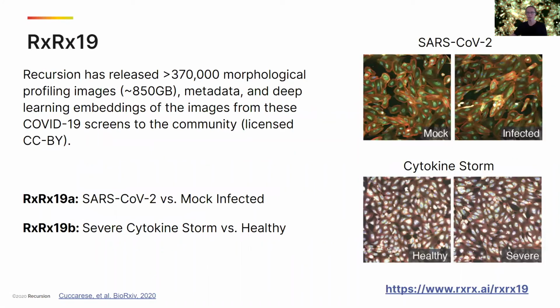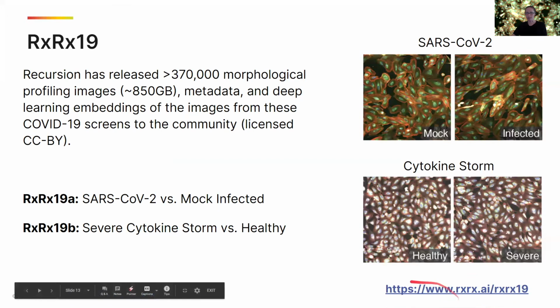The data from these screens were released as RxRx19. RxRx19 is broken into 2 parts, 19A, which is the data from the SARS-CoV-2 model, and 19B, which is the data from the cytokine storm model. These data sets, just like the other 2 that you just heard about, were released with both their metadata and deep learning embeddings on RxRx.AI.